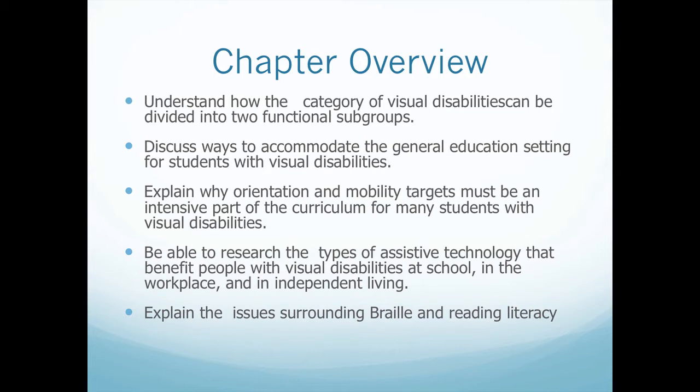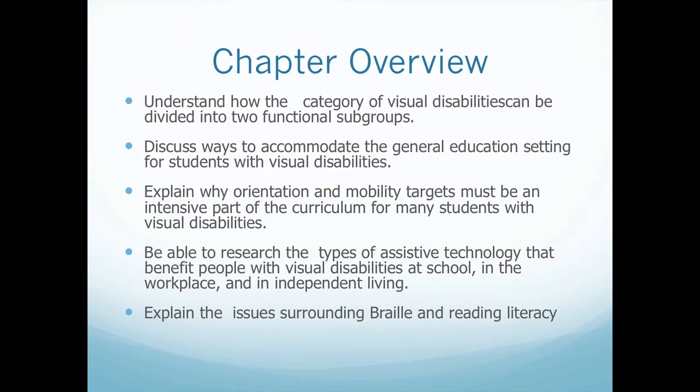At the end of this chapter, you should be able to discuss ways to accommodate the general education setting for students with visual disabilities. You could position low vision students where they can benefit from the instructional activities, like closer to the lecture point or away from the glare of a window. Make your classroom safe, eliminate dangerous obstacles and hazards, and provide consistent organization and expectation so that they can anticipate the physical and instructional environment.